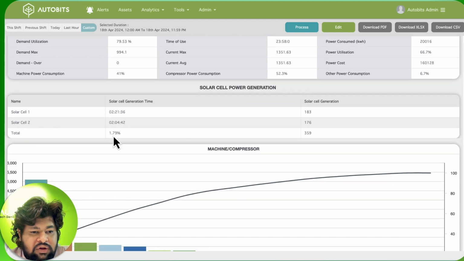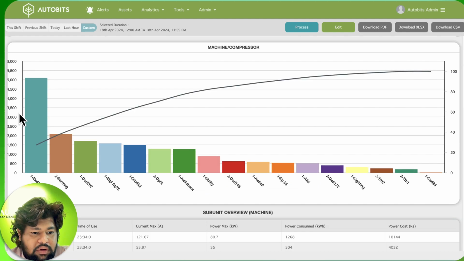Then we are also seeing over here if there is any solar cell generation. So how many hours the solar cell generated power for, and what is the total. We are able to see 359 units have been generated till now. Then we get a Pareto chart in which we are able to see which machines have been consuming the most amount of power. So we see that this tops at around 5,000 units, then this, then this. This shows you where the most power is being consumed.